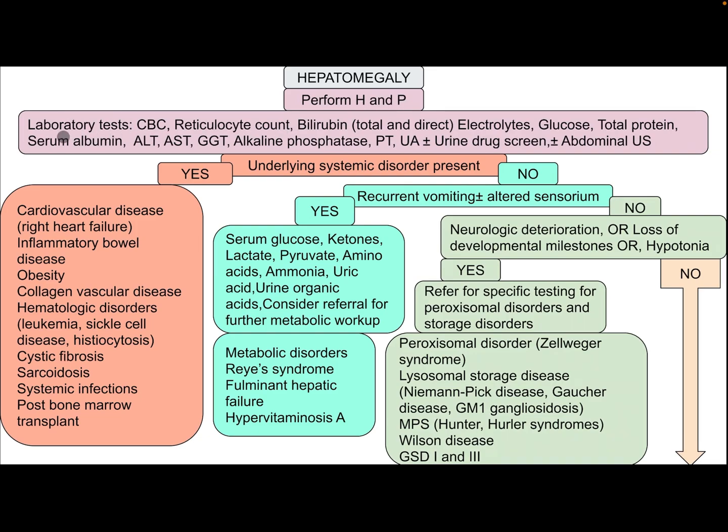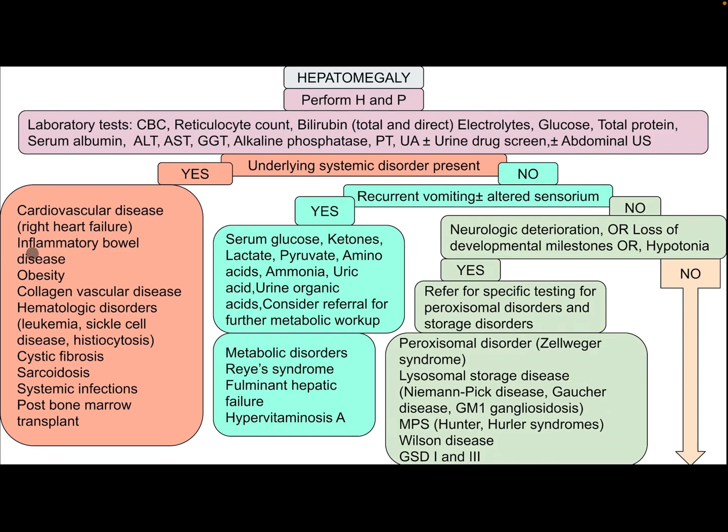How to approach a child with hepatomegaly? After performing history and physical examination, laboratory tests: complete blood count, retic count, bilirubin total and direct, electrolytes, glucose, total protein, serum albumin, ALT, AST, GGT, alkaline phosphatase, PT, urinalysis, urine drug screen, with or without abdominal ultrasound.